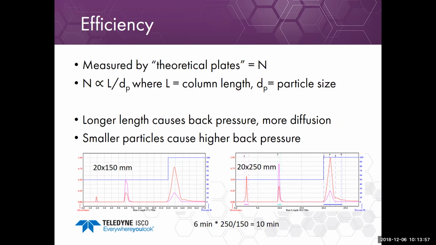Over here is our compound, and it's run isocratically. The compound runs at about 6 minutes at 50% solvent on a 20 by 150 column. Running the same solvent system on a 250 millimeter column, the compound elutes at about 10 minutes, and that makes sense. 6 minutes times 250 divided by 150 equals 10 minutes, and that holds up pretty well.